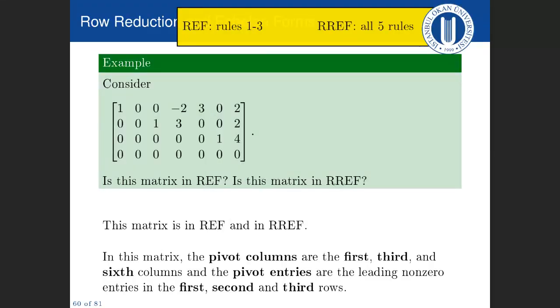In this matrix, the pivot columns, that's the columns which contain a pivot, are the first column, the third column, and the sixth column. The pivot entries are the leading non-zero entries in the first, second, and third rows. We'll talk about that again later.